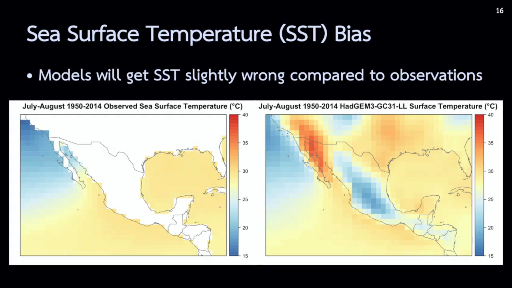A climate model is comprised of an atmospheric model and an oceanic model, but since they are just models, when we run them, the oceanic model will get the sea surface temperature, or SST, slightly wrong compared to the observations. On the left map we have the observations, on the right map we have one of the models. You can see that the model overestimates the surface temperature over the Gulf of California. The sea surface temperature bias, or SST bias, is the difference between the observed SST and the model SST.